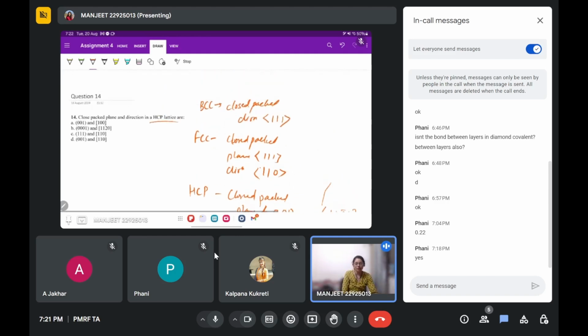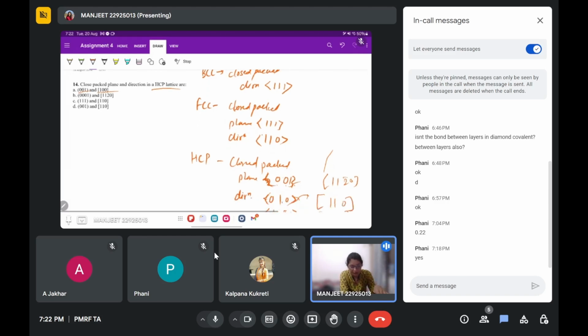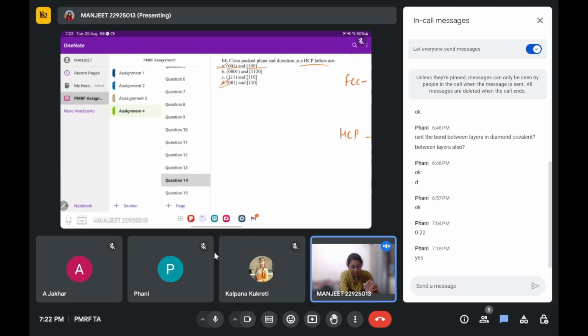So remember these close packed directions and planes for each crystal symmetry. So the 0 0 1 plane with the 1 1 0 direction is the right answer for the HCP lattice. The same thing is in D also. So A and D are the right ones. Okay, so let's move to the next question.